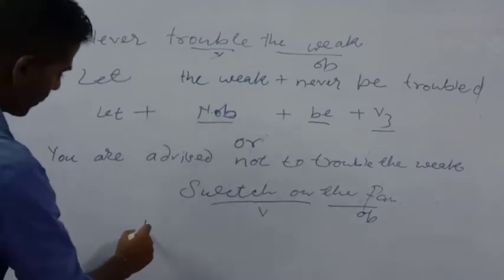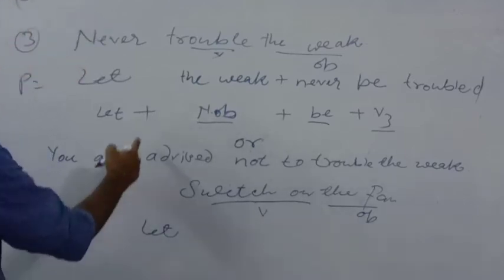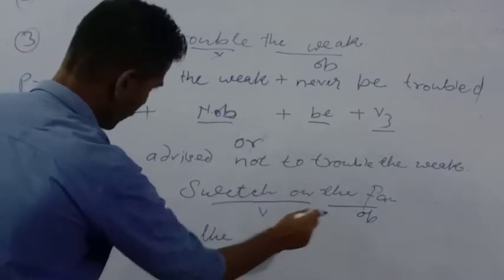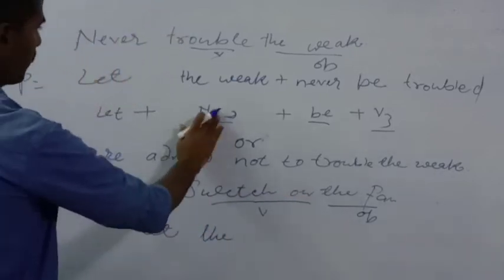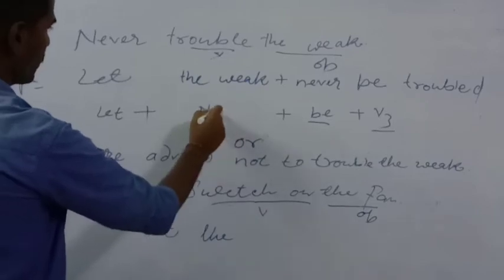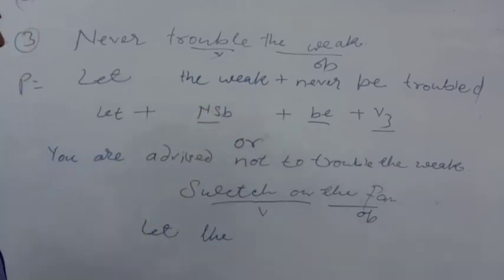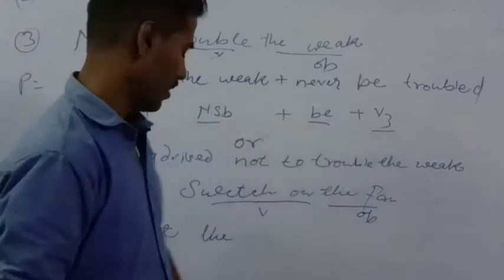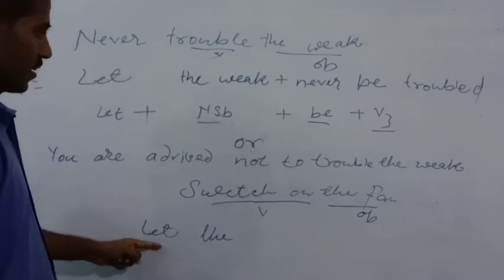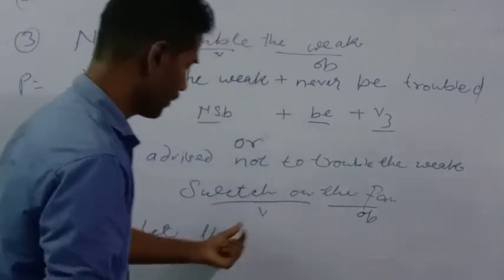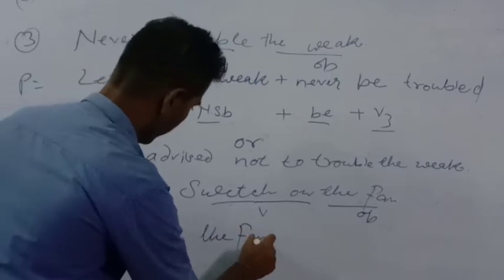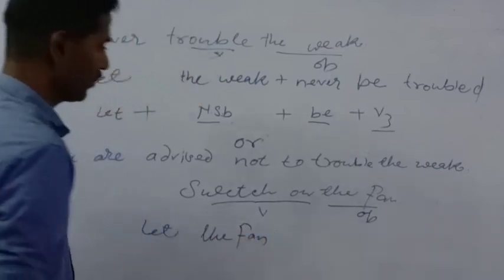First you have to write let. After that, what do you need? New subject. The fan is the object, and it will become the new subject. Sorry, it's not a new object, it's a new subject. Let plus new subject plus be verb plus V3. Now see here, let the fan: the object will become the new subject. So, let the fan.